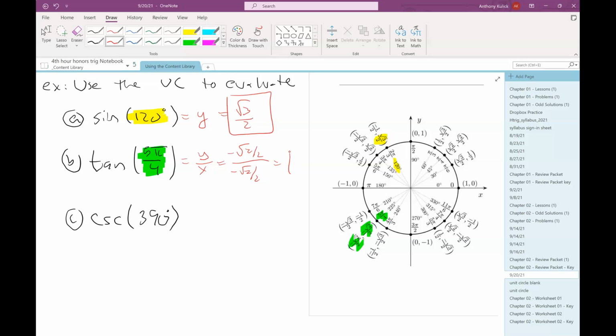Very nice. Cosecant of 390 degrees. Uh-oh, 390 is not on my unit circle. What do I do? I find the coterminal angle. The values of sine, cosine, and tangent depend only on the location of the terminal side, so an angle and its coterminal angle have the same values. So cosecant of 390 is the same as cosecant of 30. I find 30 degrees. Cosecant is 1 over y, which is just 2.